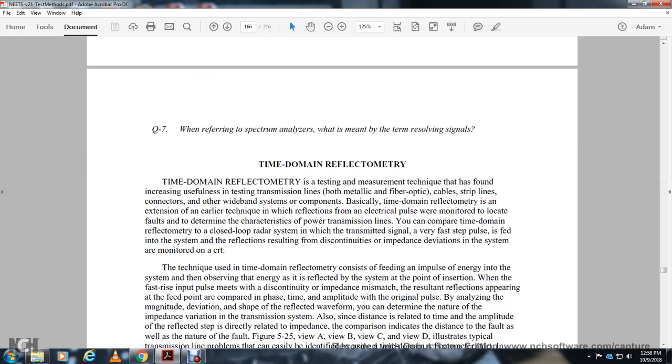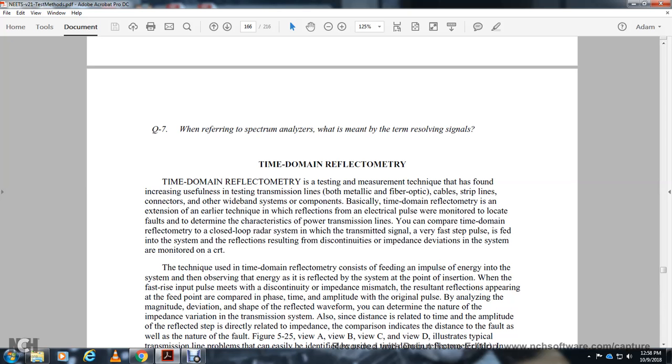Time domain reflectometry. This measurement technique is incredibly useful in testing transmission lines, both metallic and fiber optic cable, strip lines, connectors, and other broadband system components with time delay. The reflectometer extends the earlier technique, with the reflection used to locate a fault and determine the character of the power transmission line.